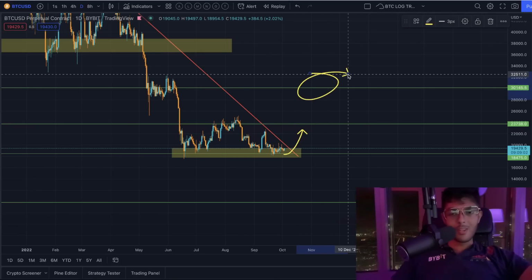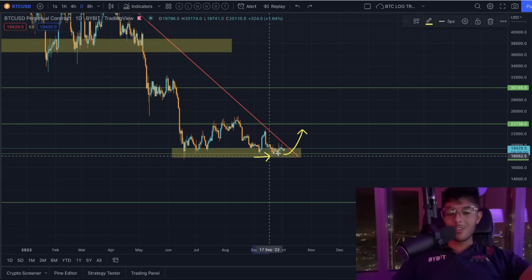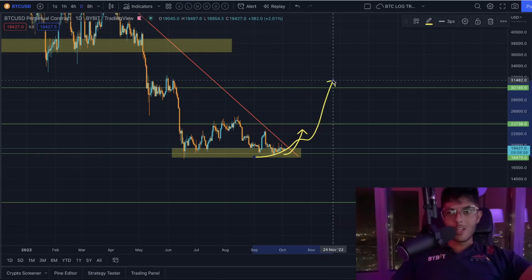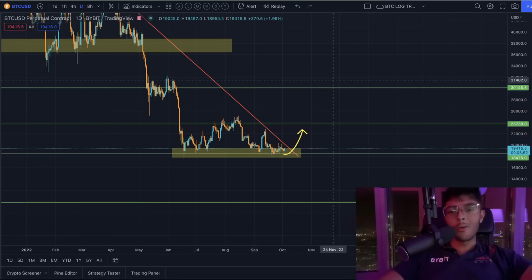I would firmly be expecting $30,000. Honestly, it could turn out to be a very, very nice relief rally for Bitcoin. Whether that means it's a reversal that takes us up to $60,000, $70,000, I don't know, and I don't really want to have that conversation yet, but I absolutely think that this would be a very, very nice reversal pattern.